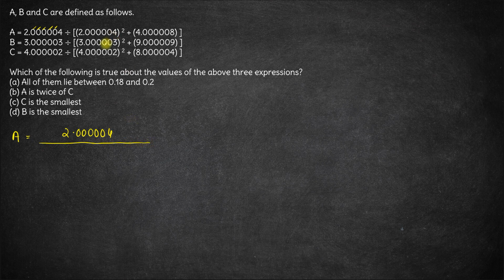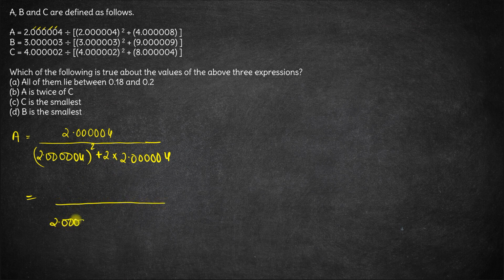4 divided by, now from these two terms we can take, this is effectively 2.000004 whole square, plus this is actually twice of 2.000004. Okay, so from these two terms we can take out 2.00004 common and we'll have 2.00004 plus 2 remaining here, and the numerator will be 2.00004. So this cancels out.